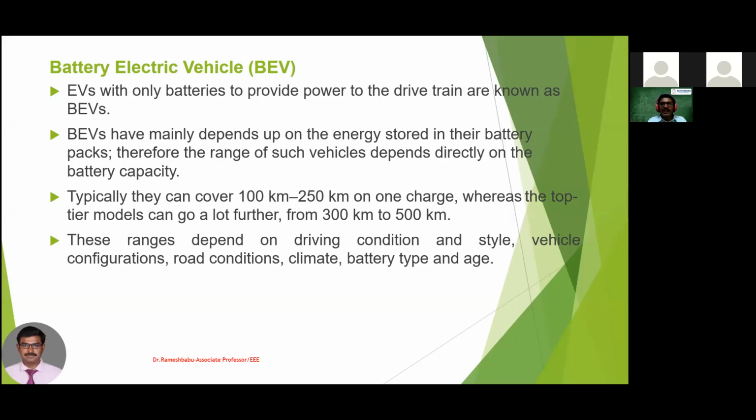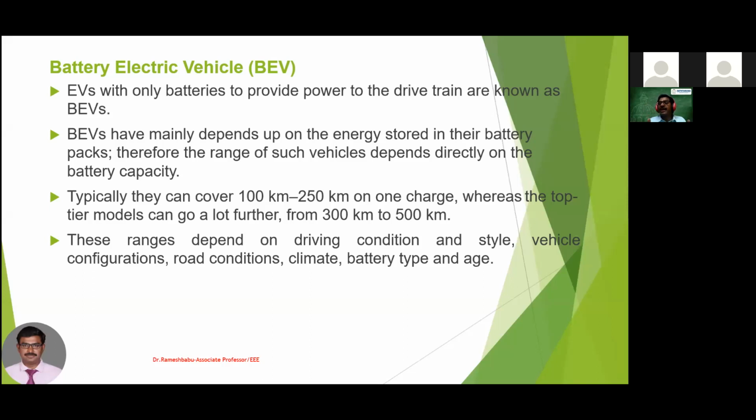The range of these types of vehicle may be 100 kilometers to 250 kilometers for a basic model. For some higher end models, I can get 300 kilometers to 500 kilometers. Anyway, range can depend on how you drive the vehicle. Some people drive a two-wheeler, you can see on the roadside, and keep on putting the brake. So driving style also affects the range.